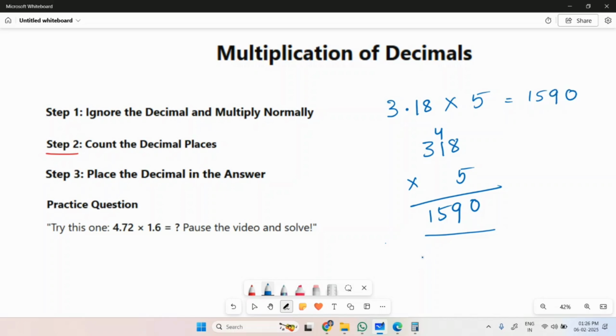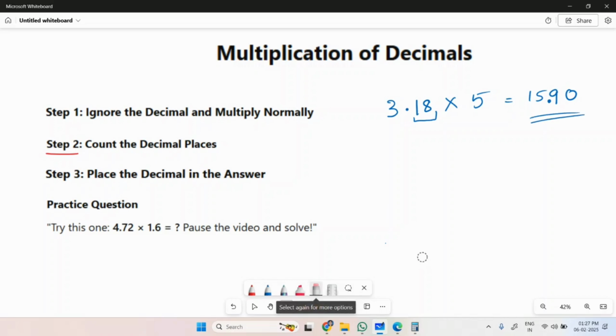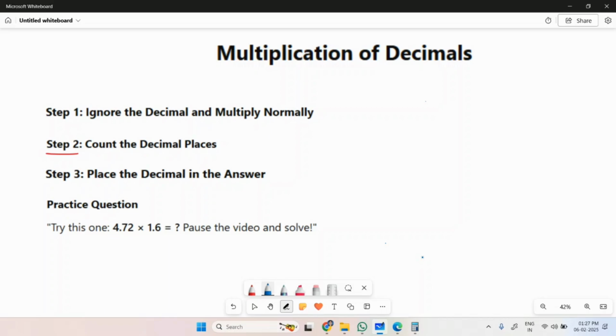Now we have to put a decimal point based on the number of decimal places. This decimal number is having two decimal places. So we will leave two places from the right and we will put a point. So the answer is 15.90.